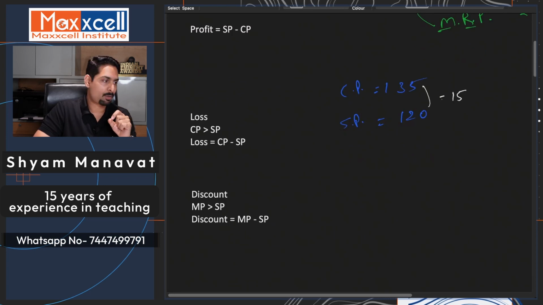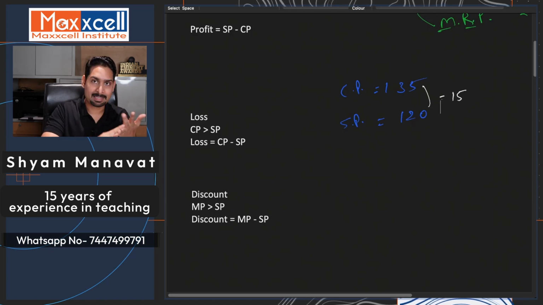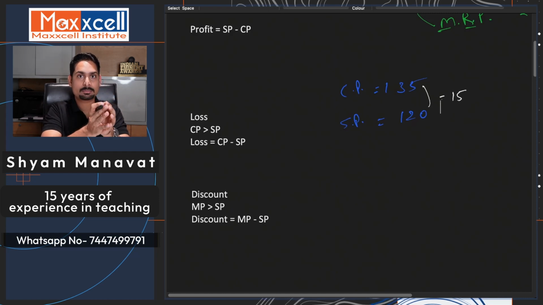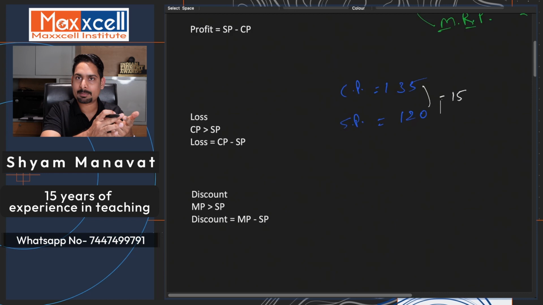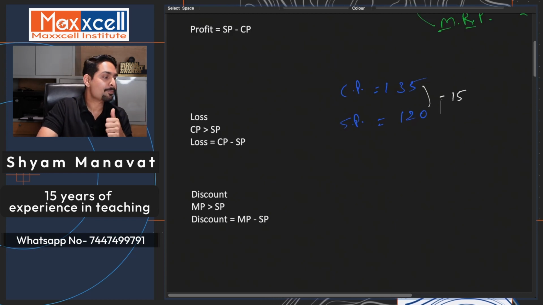Now the next term is discount. What is discount? Discount is the difference between mark price and selling price. Mark price, you can also call it MRP, list price, tag price. I'm going to use the term mark price, and I hope you are comfortable with that. Mark price, MRP, tag price, list price, all of them are the same.